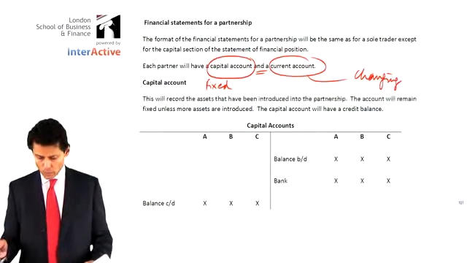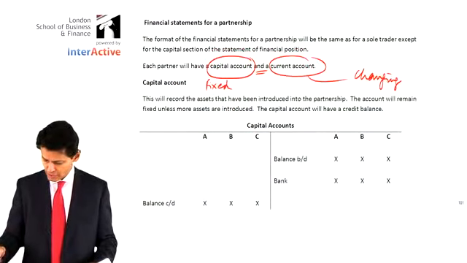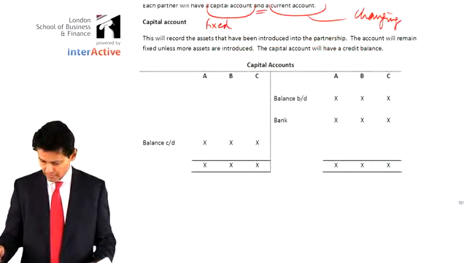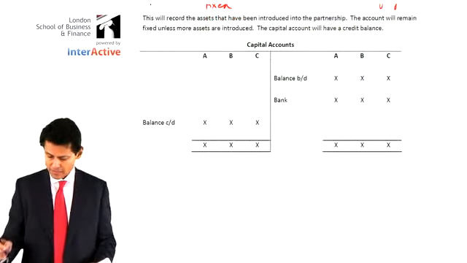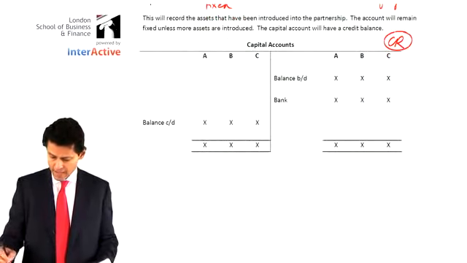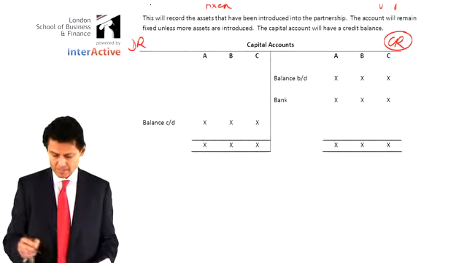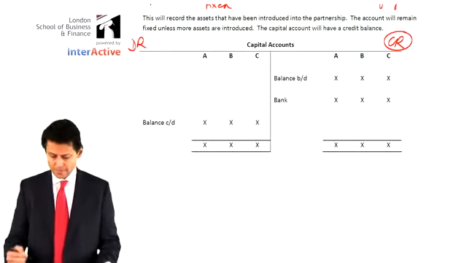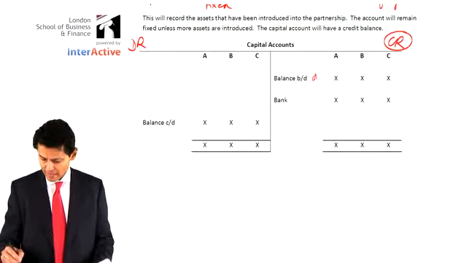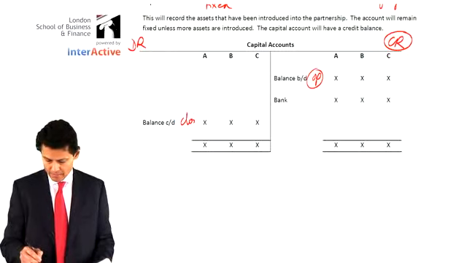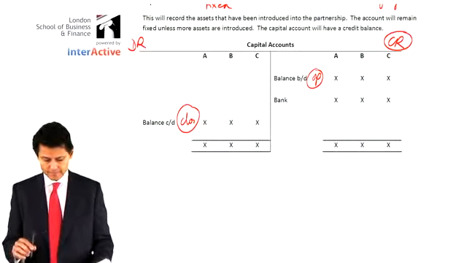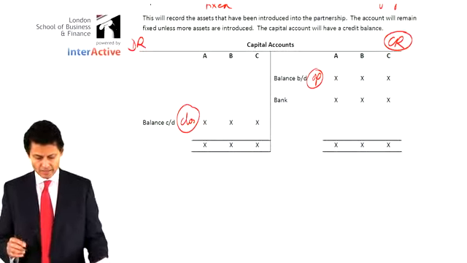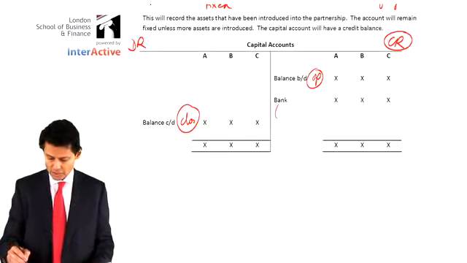The capital account will record the assets that have been introduced into the partnership, like cash, for example. The account will remain fixed unless more assets are introduced. And the capital account, of course, will have a credit balance. So it's predominantly a credit account. At the odd time, you have some debits as well. So what happens is you have an opening balance and you have a closing balance. The opening balance will be smaller, the closing balance will be larger.